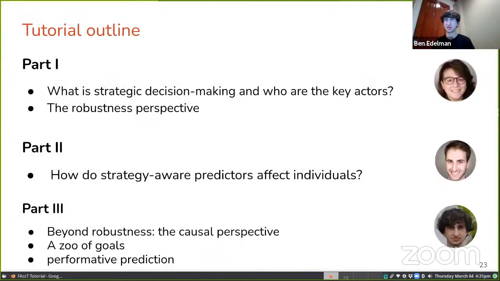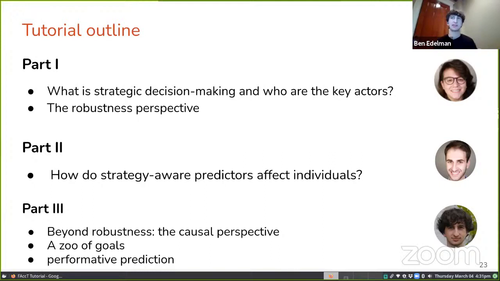So what have we covered so far? Chara introduced strategic decision making and the concept of strategic prediction, and she described who the main actors are: the institution who is making the predictions, the individuals about whom things are being predicted, and society, who we may have preferences about what sort of things are allowed and not allowed, or encouraged or not encouraged. And she presented this very accuracy-focused robustness perspective, which is the idea that the institution is trying to think, how can my accuracy be robust in the face of strategic manipulations?